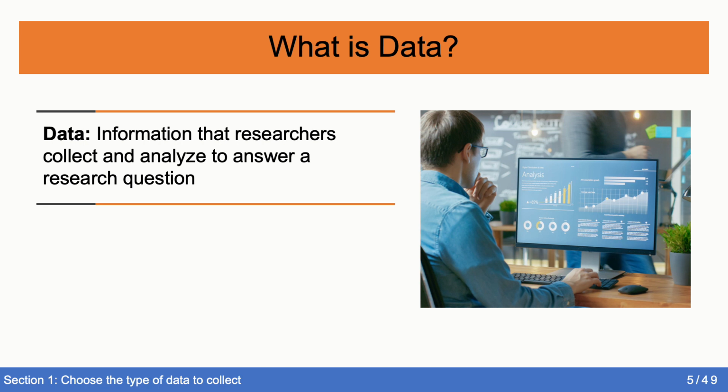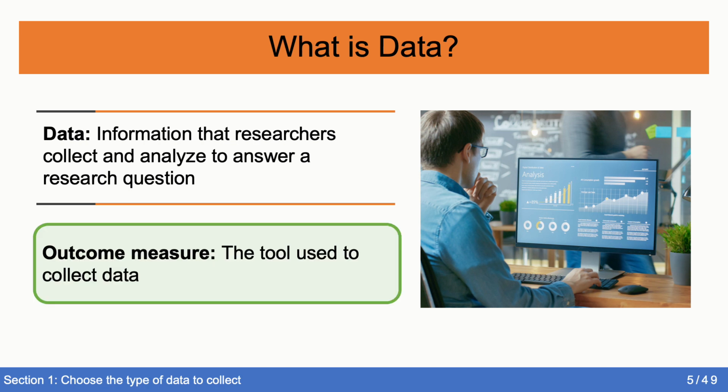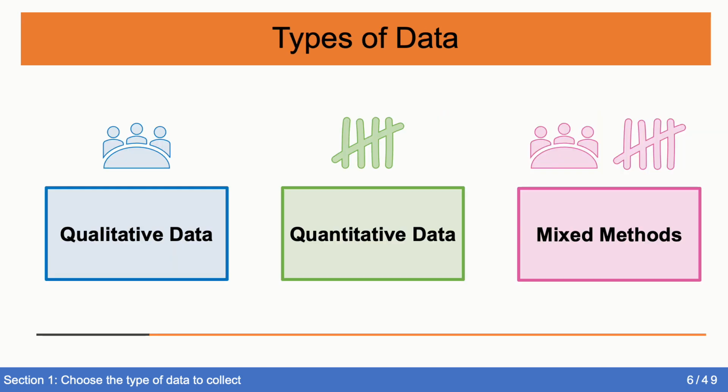Researchers collect data about the outcome from their research question. An outcome measure is the tool researchers use to collect data about the outcome of a research question, like a survey or assessment. There are two types of data researchers may want to collect in their research study, qualitative and quantitative. Researchers can also decide to use a combination of the two, which is called a mixed methods approach.